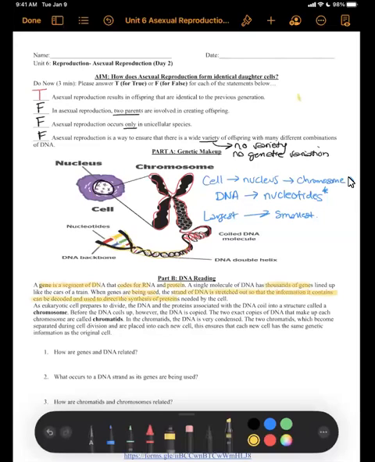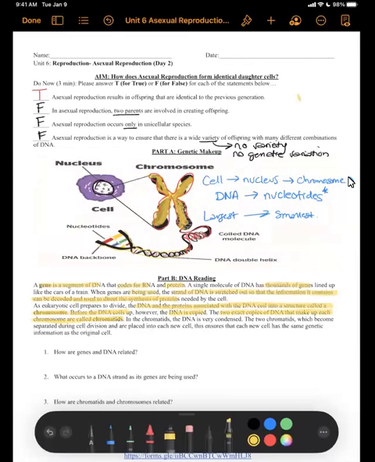As a eukaryotic cell prepares to divide, a eukaryotic cell is any organism or any cell that contains a nucleus and organelles, okay? The DNA and the proteins associated with the DNA coil into a structure called a chromosome, which is this X structure that we saw up here. That's a chromosome. It's coiled up DNA. Before the DNA coils up, however, the DNA is copied. The two exact copies of DNA that make up each chromosome are called chromatids.